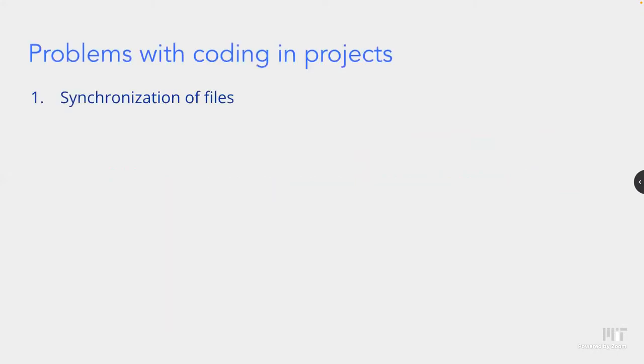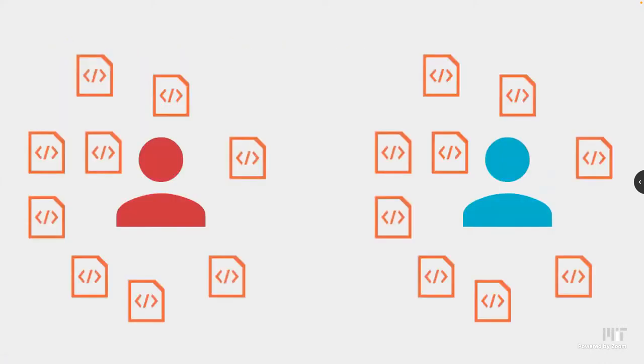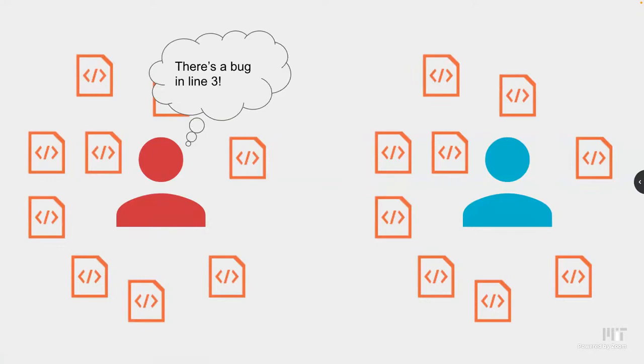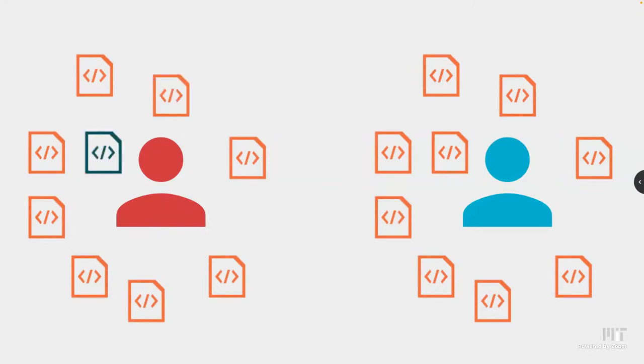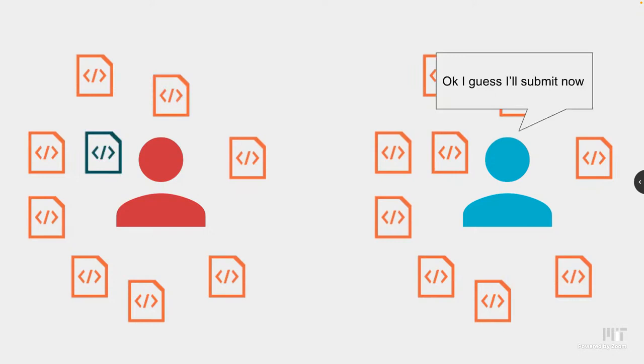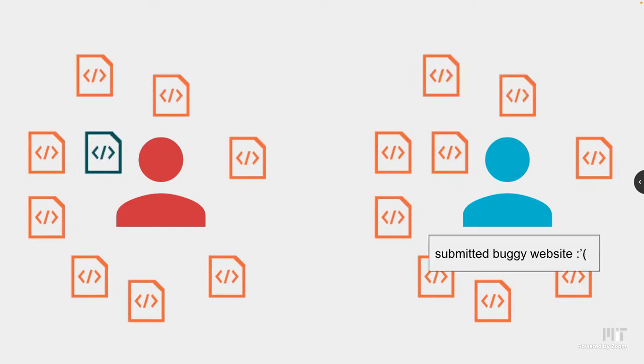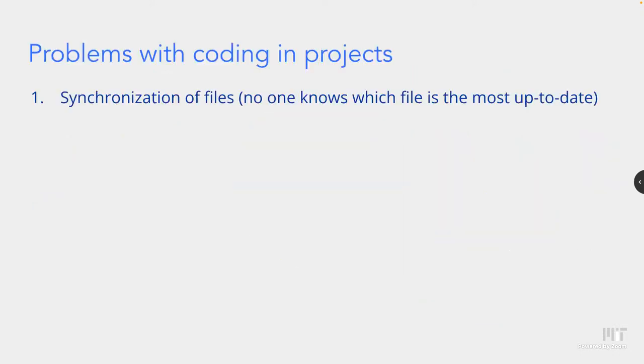Well, the first issue we're going to talk about is with the synchronization of files. So basically, let's say we have Ben and Alice, again, with the same code base, and Ben spots a bug in line 3. But Alice didn't hear from Ben, so Alice just submits the code, and it turns out she submitted a buggy website. And this is not ideal, right? We don't want to submit buggy code. So the first problem that we see is with the synchronization of files. No one knows which file is most up to date or which file is the ground truth.